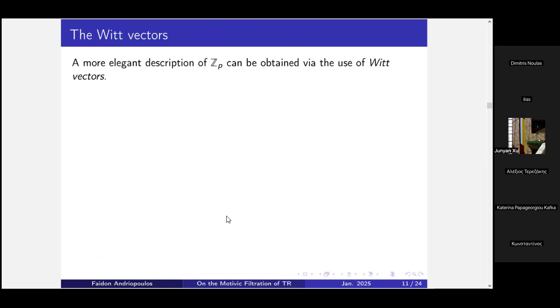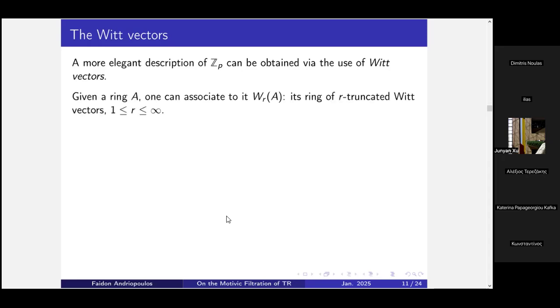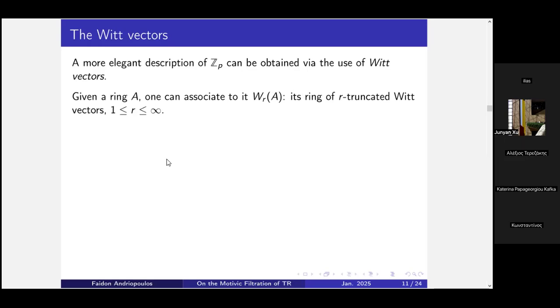However, there is a more elegant description of the p-adic integers, which can be obtained by the use of the Witt vectors. So what are the Witt vectors? This is a very important and also simple mechanism that one uses in this field. So given a ring A, one can construct a new ring W_r(A) called the ring of r-truncated Witt vectors. Essentially this is a tower of rings for r an integer between 1 and infinity.